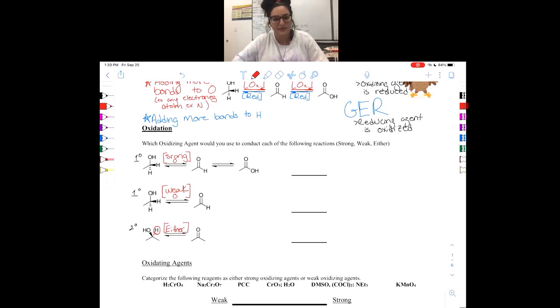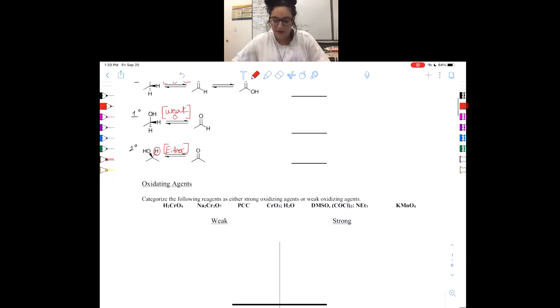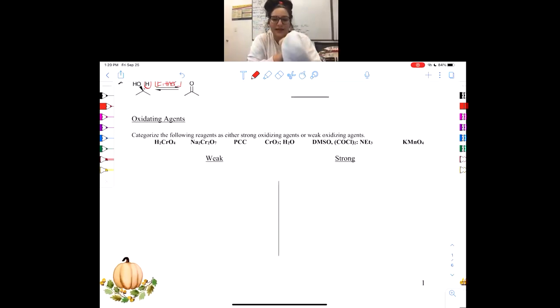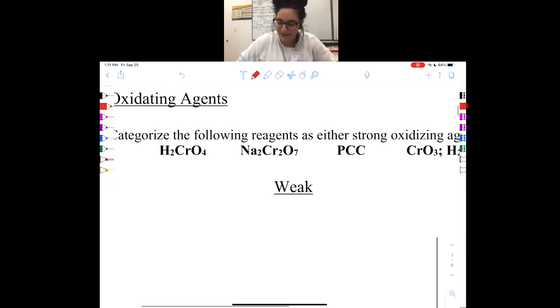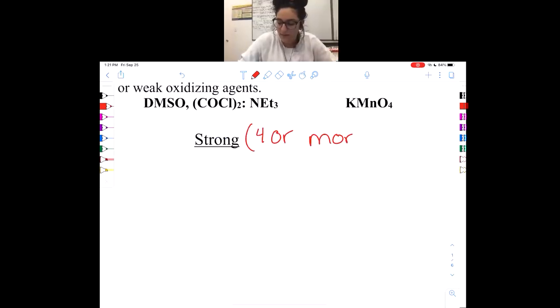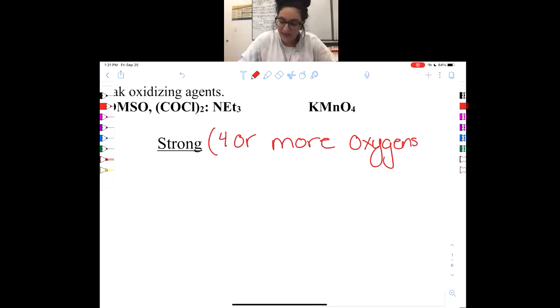And yeah, that's pretty much it for reaction mechanism stuff. You don't need to know any mechanisms, just starting material and product. But then for oxidizing agents, someone tell me what was the clue I gave you guys for a really easy way to distinguish strong versus weak. If it has more than 4 oxygens. Yes. Okay. Awesome. For oxidizing agents, we're going to write a little note next to strong. 4 or more oxygens. You're absolutely 100% correct.